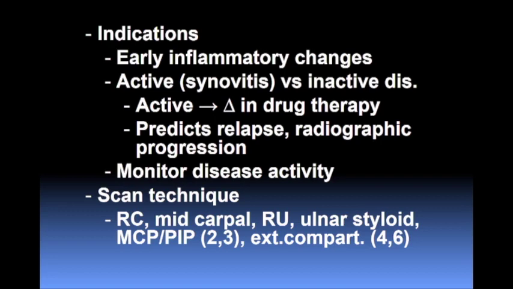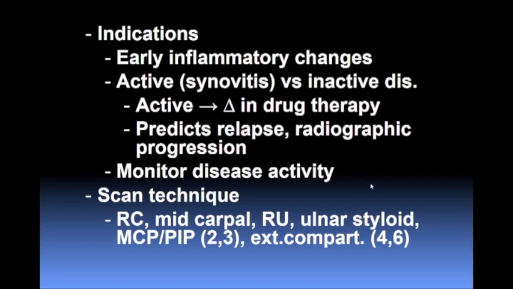The question is, the patient already has the diagnosis of rheumatoid arthritis. They're on medication for it, but they're just not responding. They still hurt. So if we were to show active inflammation, that is synovitis, then the clinician might consider a change in drug therapy, put them on biologics. Also, when we see active synovitis, it predicts relapse and radiographic progression, meaning increasing bony erosions, because now you have that inflamed synovium. Rarely we've been asked to monitor disease activity. I think most of the time that's done clinically.